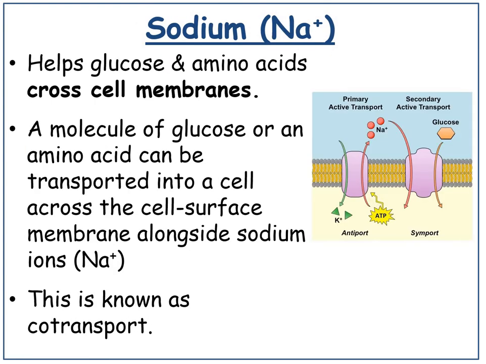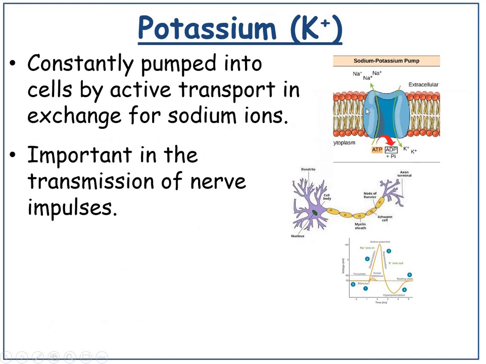Sodium ions, or Na+. This helps glucose and amino acids cross cell membranes. A molecule of glucose or an amino acid can be transported into a cell across the cell surface membrane alongside sodium ions. This is known as co-transport. Potassium, or K+, is constantly pumped into cells by active transport in exchange for sodium ions, and it's important in the transmission of nerve impulses.